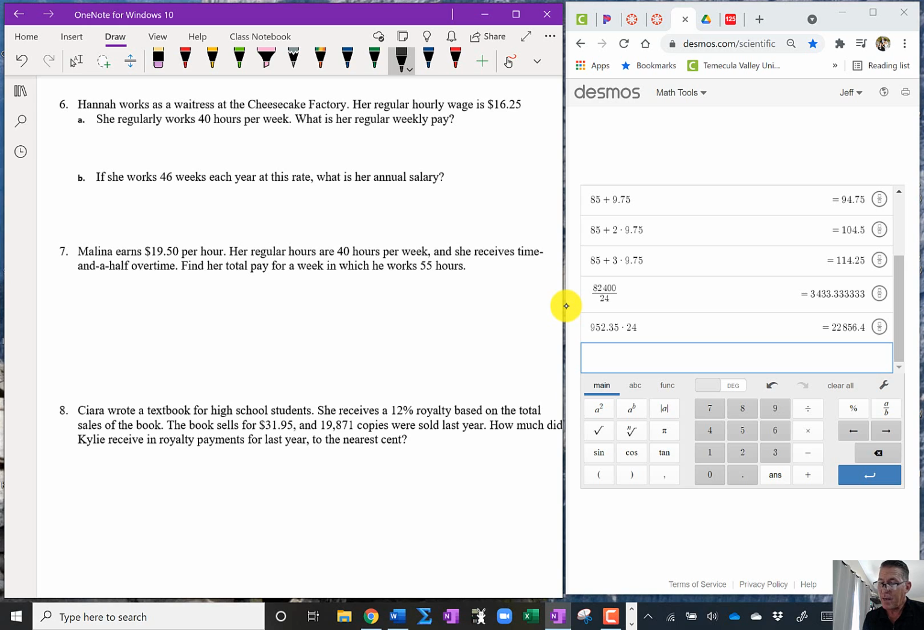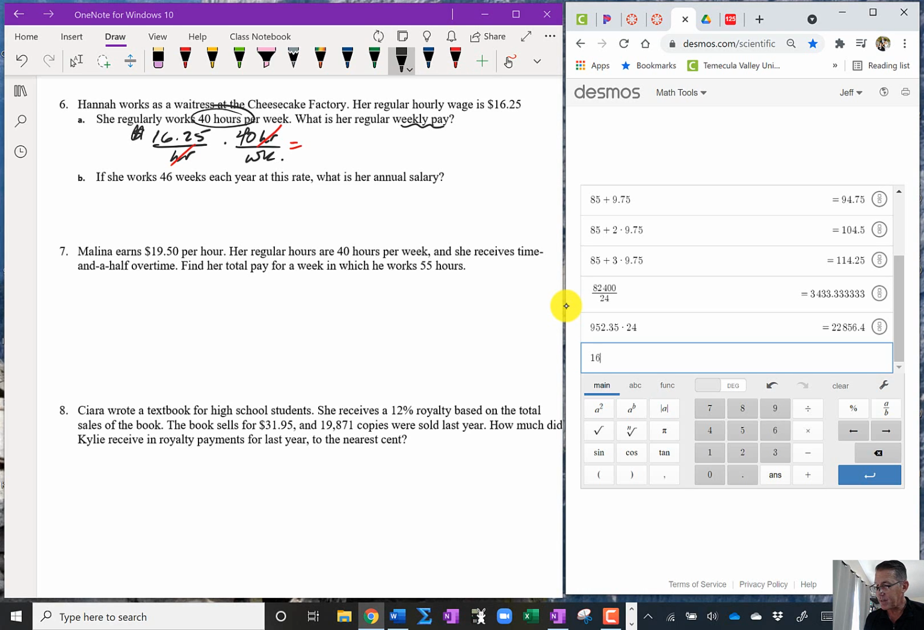What's her regular weekly pay? So weekly pay. Okay, so I know that she makes $16.25 per hour. I know that her magic number here is 40 hours, so she works 40 hours per week. Now notice the units cancel. Hours cancel, and it gives you dollars per week. Like I said, the units must cancel properly to indicate that you're doing this correctly here.